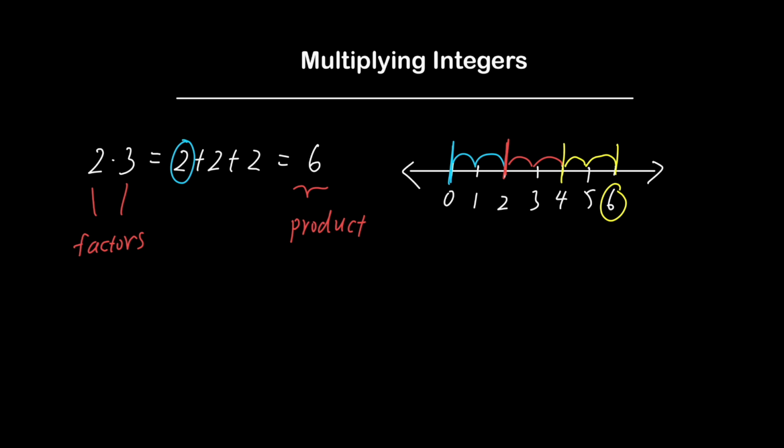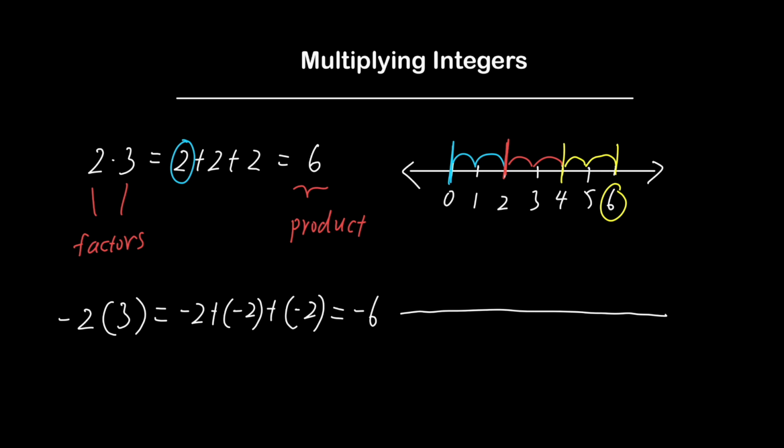What about this time? I have -2 times 3. So I can also rewrite it as -2 plus -2 plus -2. And we add these three negative numbers together will be -6.